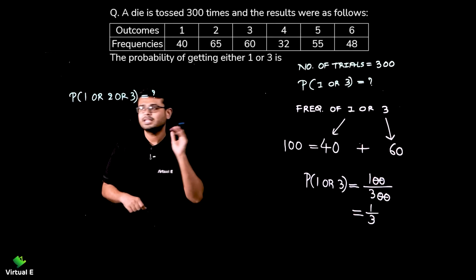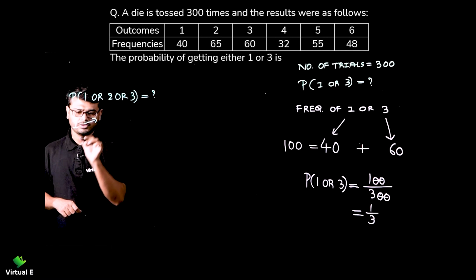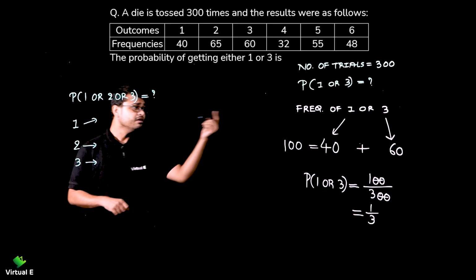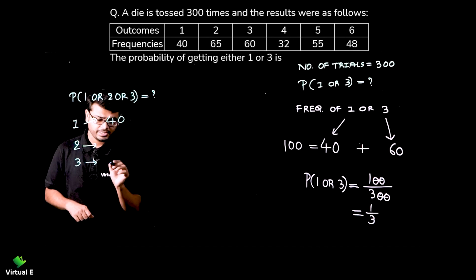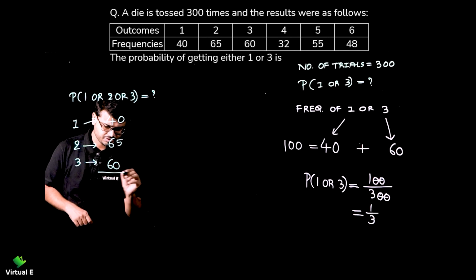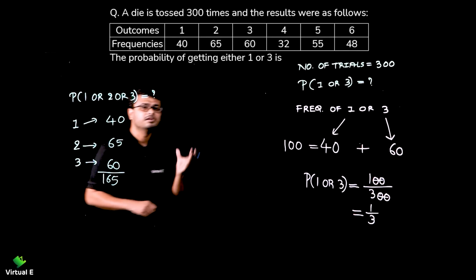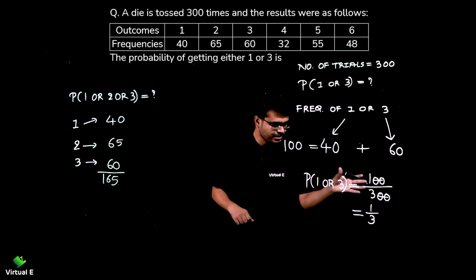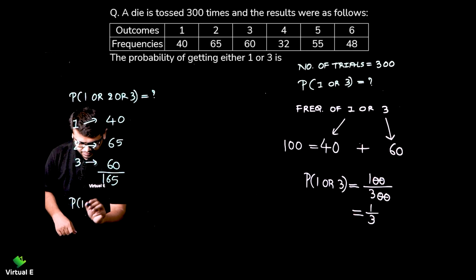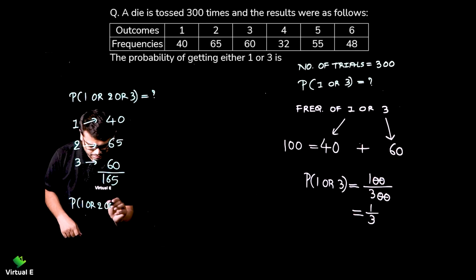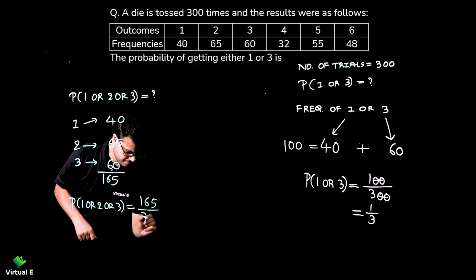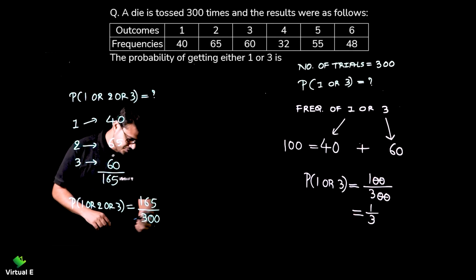Here as well, we'll get the frequency for each of them: for 1, for 2 and for 3. For 1 and 3 we already know, that is 40 and 60, and for 2 it is 65. So it is 165. This is the favorable frequency. Now for the probability, let's write it in the form of a fraction. The probability of 1 or 2 or 3 is 165 over 300.